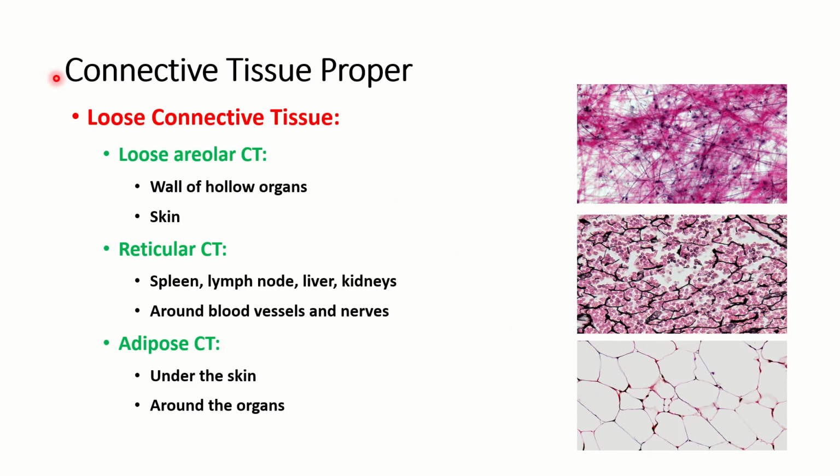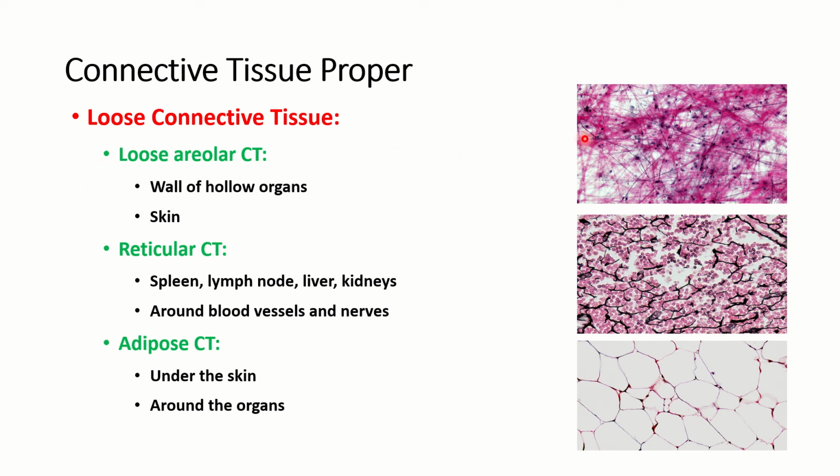So let's talk about the connective tissue proper. Two main types. One is loose, the other one is dense. Loose means it has a lot of ground substance, a few fibers. Dense means there's a lot of fibers, less ground substance. So loose is divided into loose areolar, reticular, and adipose connective tissue.